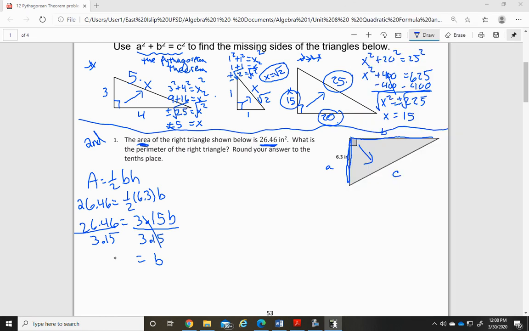I get 8.4. Now 8.4 is this missing side right here. Remember, I'm trying to find the perimeter. So to find the perimeter, I need side C. When you have 2 sides of a right triangle and you want the 3rd side, you should use the Pythagorean theorem.